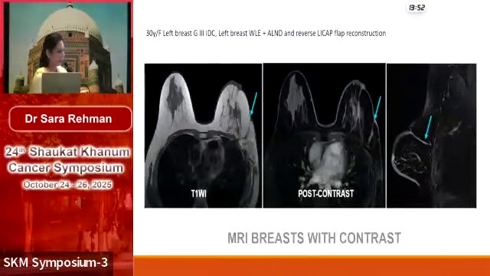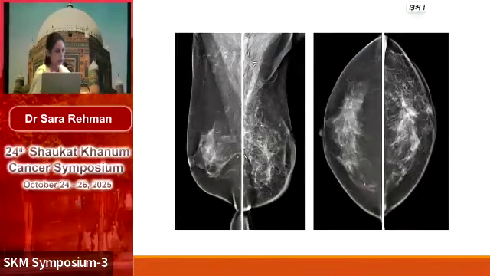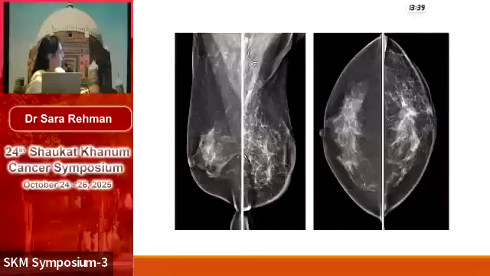Another patient with left breast cancer. She had wide local excision and reverse latissimus dorsi flap reconstruction. This is the flap interface, which is intact. And these are the mammogram images, which show a good symmetric outcome on both sides due to flap reconstruction.